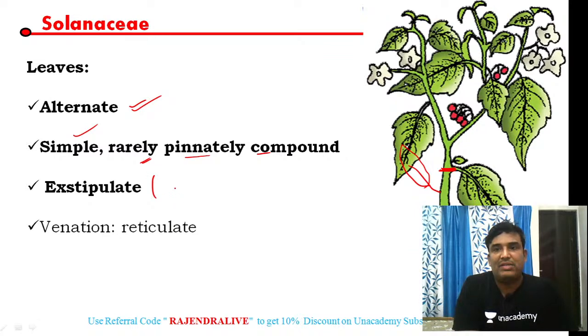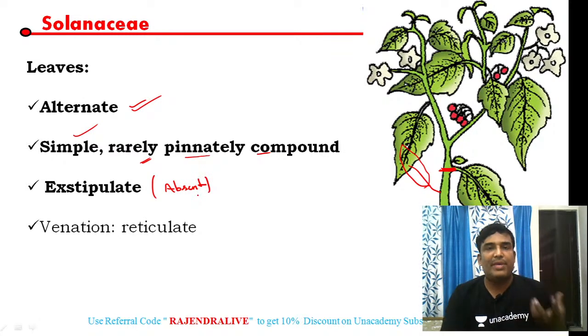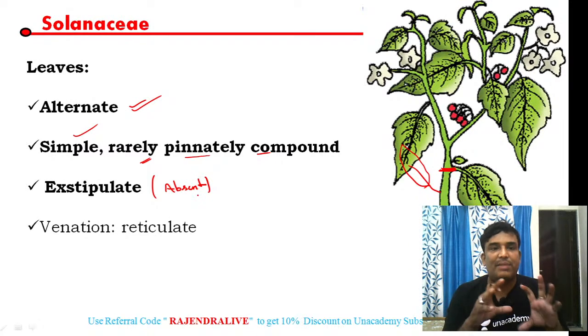And about stipules: below the leaf base, stipules are absent. When stipules are absent, such condition is called as exstipulate. So what is the meaning of this term exstipulate? Exstipulate means stipules are absent. So in this case, stipules are absent.